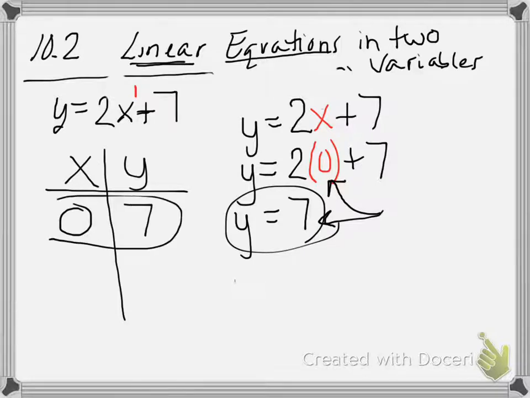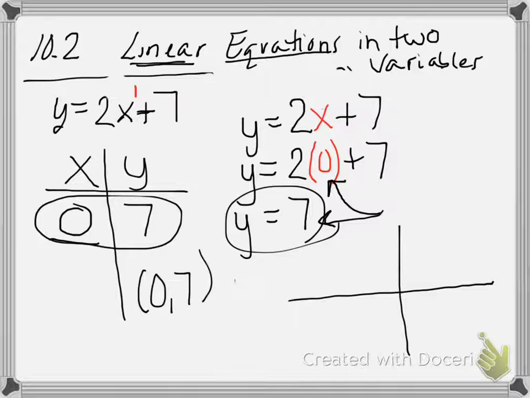This corresponds to an ordered pair. You know how on the last video we talked about ordered pairs and how you graph them? This would be the ordered pair 0, 7. So the 0 would be your x, the 7 would be your y. So you go 0 on the x, and you go 7 on the y, 3, 4, 5, 6, 7, and you put a dot. That's not really on 7, but you get the idea.